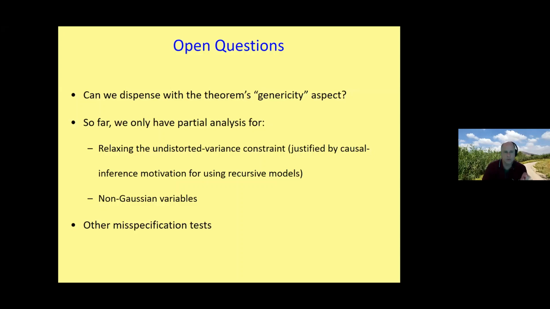Let me just go through the other open questions. One, it's a conjecture. We think that genericity is not needed. We just don't know how to prove the result without it. We have a little bit of analysis in the paper. You can find it in the paper. What happens when we relax that constraint? And there's a good reason to relax that constraint if what you're interested in is the causal inference motivation for working with a recursive model. And we have a little bit of exercise with non-Gaussian variables, but it's a tricky problem. So those are interesting questions that are, by and large, open questions.